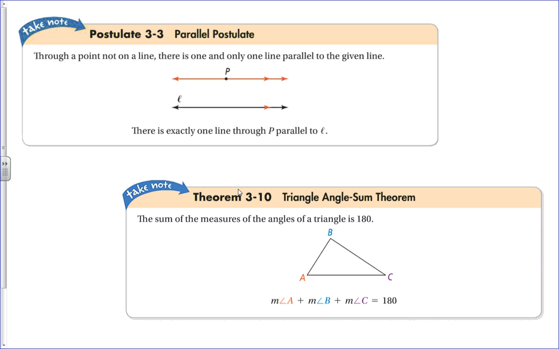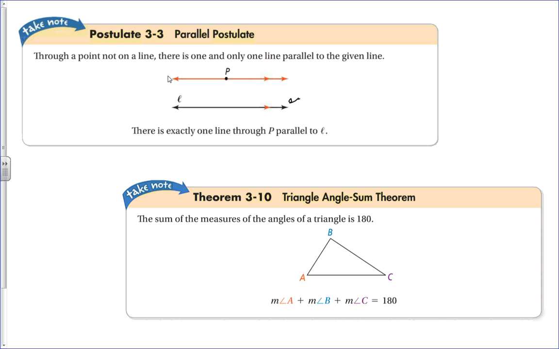Make sure you write these down. Postulate 3-3, it's the parallel postulate. It says, through a point not on a line, there is one and only one line parallel to the given line. So, L is our given line. And then we drew point P. Through point P, there is only one line that is parallel to L.